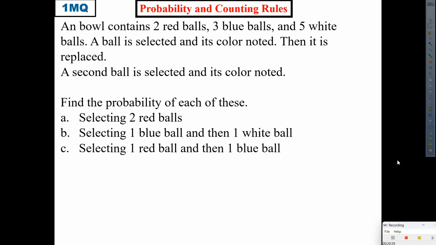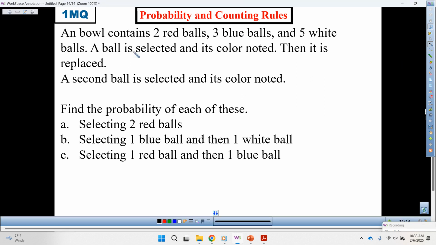All right, let's go to example 1 mega cube. Don't copy this one because it's a lot. Let me read it first, and it reads, a bowl contains 2 red balls, 3 blue balls, and 5 white balls. A ball is selected and its color noted. Then it's replaced. Remind your neighbor what replaced means. All right, good conversation. A second ball is selected and then its color noted. So, on your paper, I want you to write example 1 mega cube, and I want you to write this down.